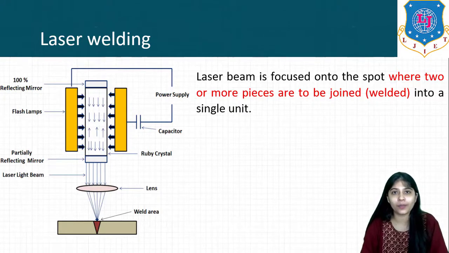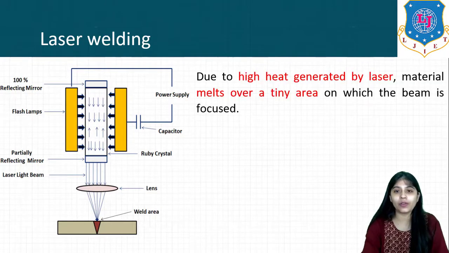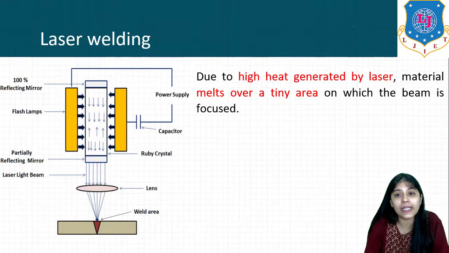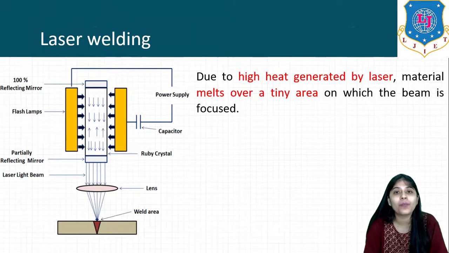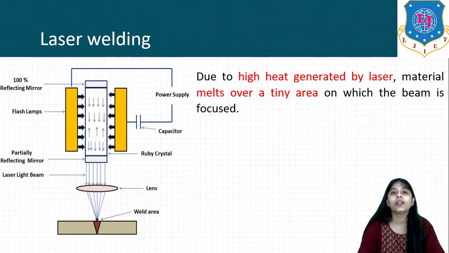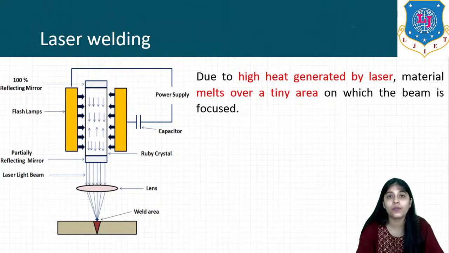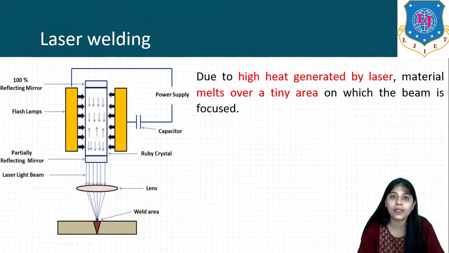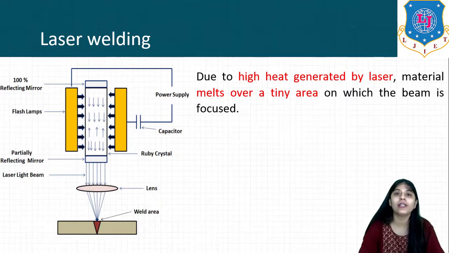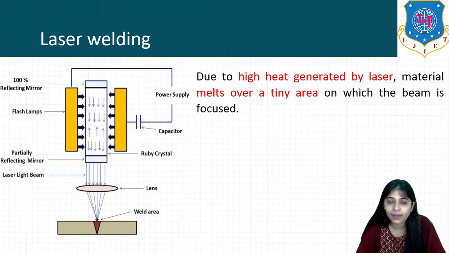So when the laser beam is focused onto the specimen, heat is produced, and due to the high heat generated by the laser, the material melts over a tiny area on which the beam is focused. There will be molten material in the form of oxides that floats on the material, and upon cooling it becomes homogeneous and gives a stronger joint. In this way welding is done. Right, so this is all about laser welding.